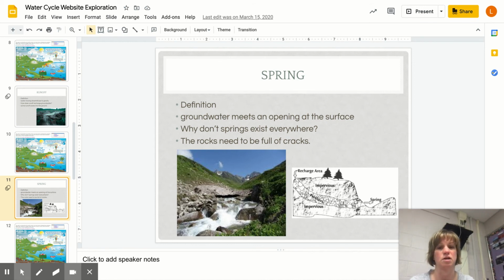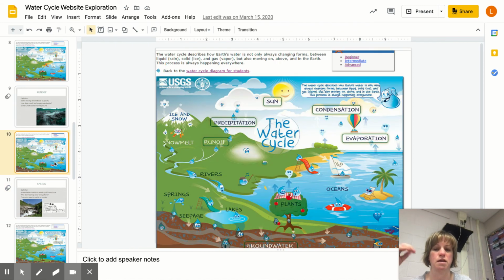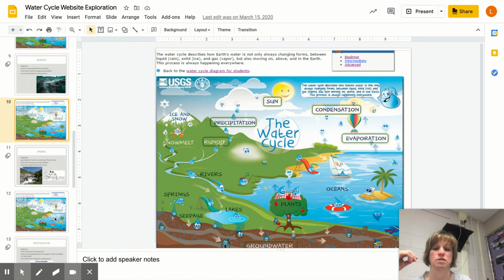It's very common here. So why don't springs exist everywhere? Because the rock needs to be full of cracks. It needs to be able to have water flow within it. Okay, so again, a spring is right here. It's when groundwater is meeting the surface.